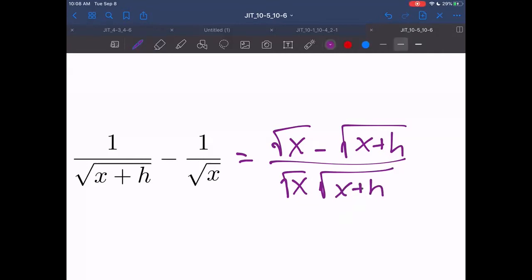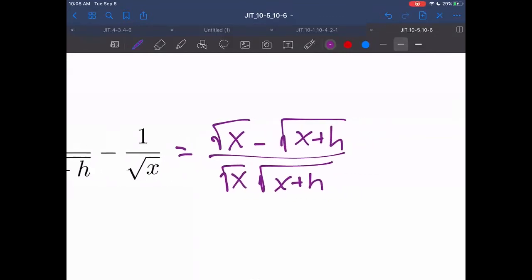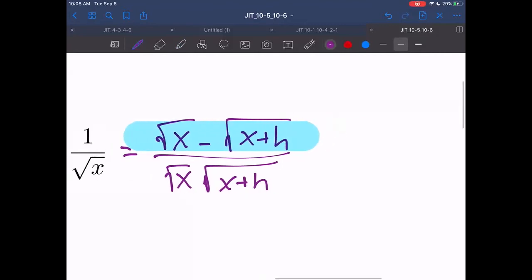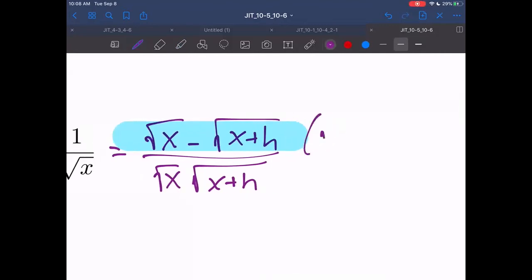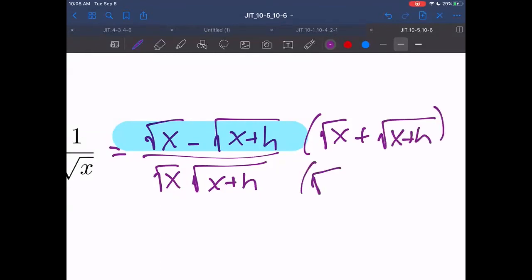Okay, and looking at this, you may feel like you want to attempt to rationalize the denominator, but there is no addition or subtraction in between these two radicals, so you cannot rationalize that. So we're rationalizing the numerator, okay, and our conjugate's going to be just root x plus h. Multiply both the numerator and the denominator by that.